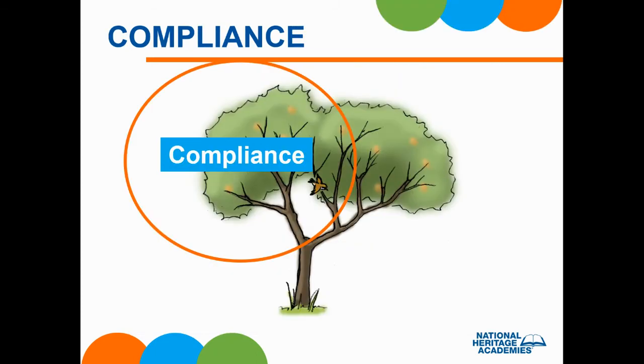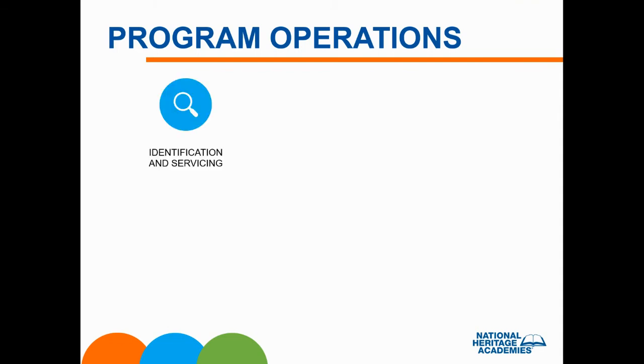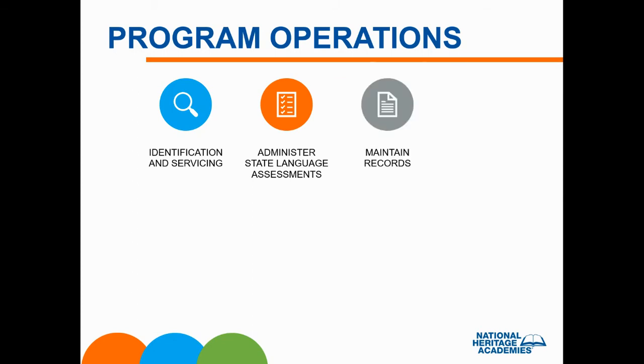Now, let's take a look at the responsibilities of EL teachers and paraprofessionals when it comes to compliance tasks or program operations. Both EL teachers and paraprofessionals will be responsible for following state and federal guidelines for student identification and servicing. EL teachers will administer state language assessments for the purpose of evaluating students' progress in language development toward proficiency, while EL paraprofessionals will assist with the administration of these assessments. Both EL teachers and paraprofessionals will maintain complete and accurate records of students' progress and evidence of growth.